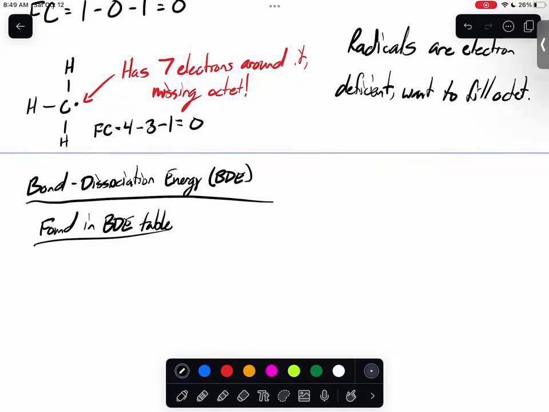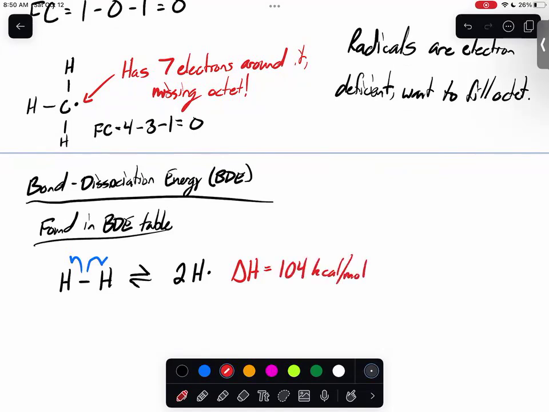So if we were to look at an example of this, let's say we took H2 and it did a homolytic bond cleavage, right? So it's breaking apart that hydrogen-hydrogen bond. What you end up with is two hydrogen radicals, right? And if you look in a BDE table, what you'll find is that delta H, in this case, is 104 kcals per mole. Okay? And so essentially, this is a direct measure of enthalpy for this type of bond breakage.